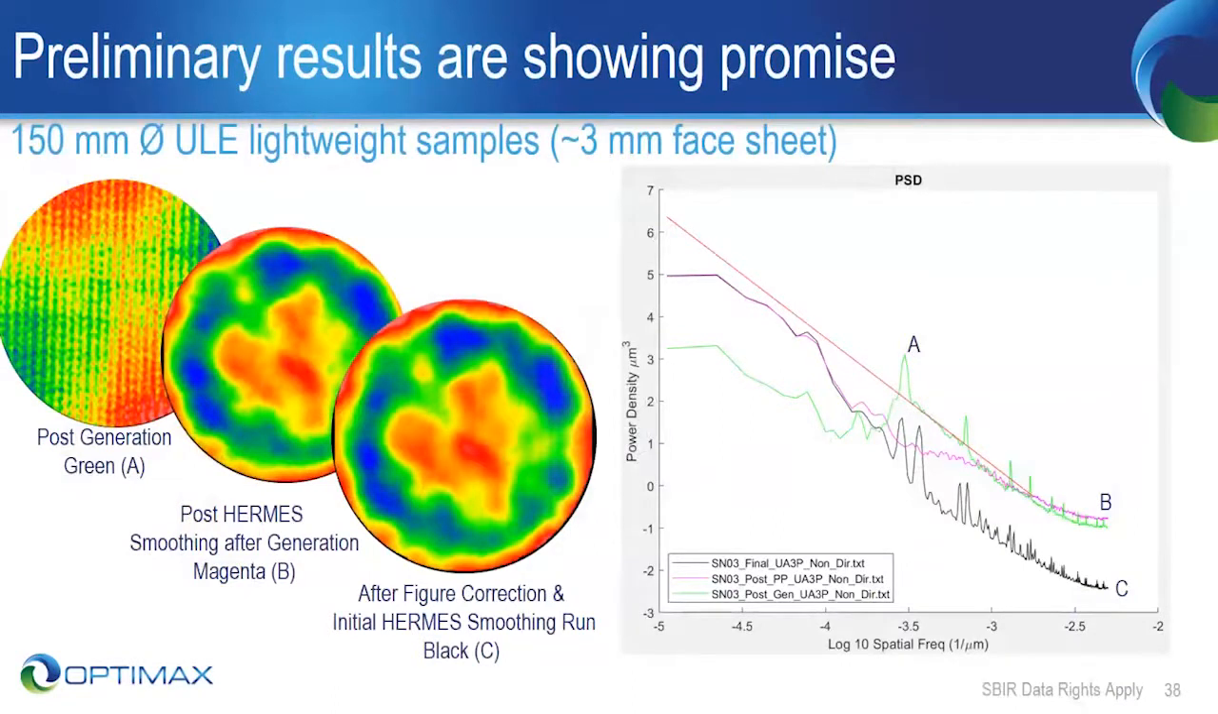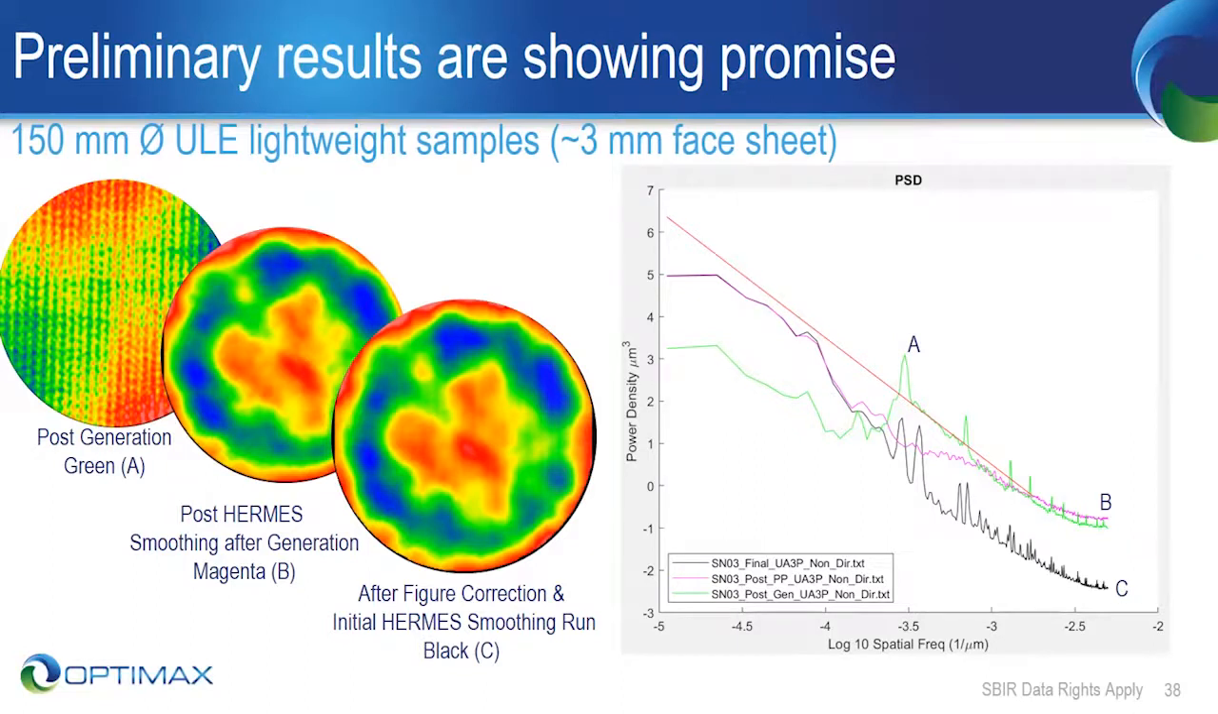This is an example of a 150 millimeter lightweight ULE sample with about a 3 millimeter face sheet that's able to remove tool marks from generation and sub-aperture polishing, and also be a low force, responsive system in order to reduce or eliminate any periodic patterns that can be induced due to quilting of a lightweighted optic.